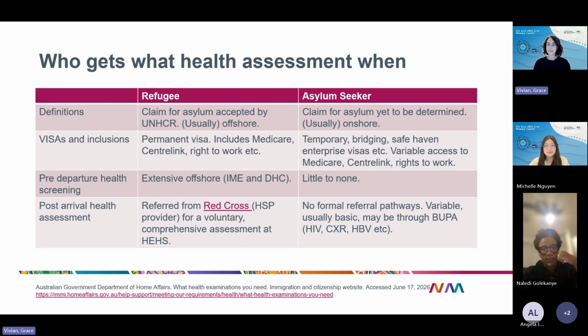Patients are referred to us at HES, and they undergo a comprehensive assessment, which is voluntary. Nothing is mandated.